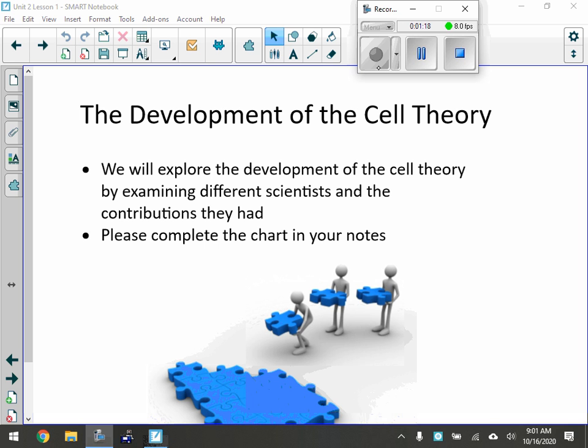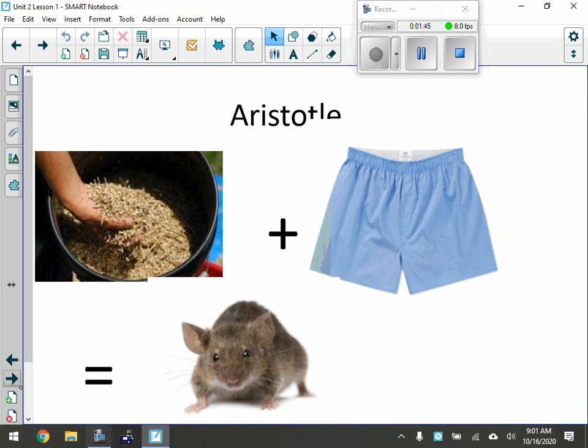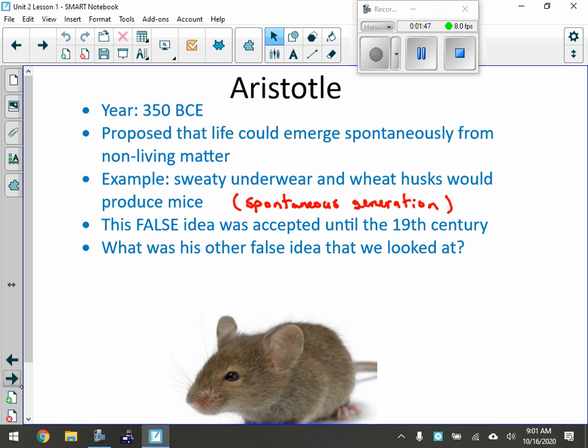What we're going to do next is basically the same type of deal we did in chemistry, where we talked about what the atoms look like. In this case, we're going to do the same thing: who came up with some theories about cells. We're going to fill in that little table for you. We're going to explore the development of the cell theory by examining different scientists and their contributions, and we're going to complete this chart in our notes. So Aristotle, you have a few things to figure out there, and we'll talk about that once you fill in a few things.